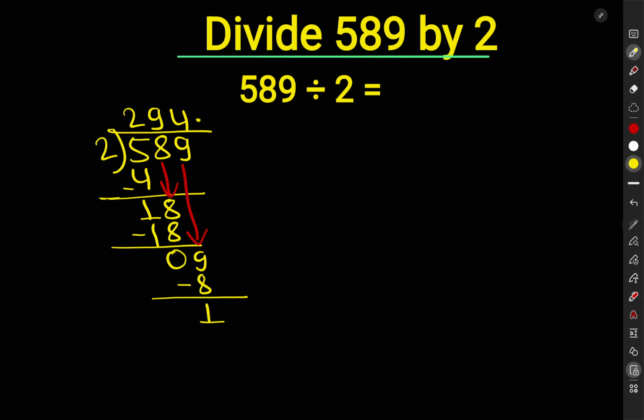So we take here a decimal so that we put 0. So it is 10 and 2 times 5 is 10. On subtracting, we get 0. So 589 divided by 2 is 294 decimal 5.